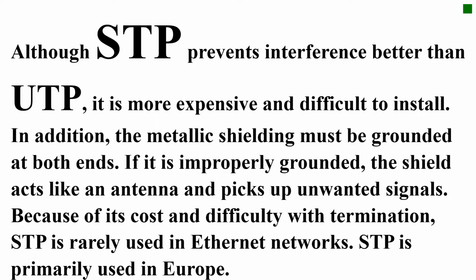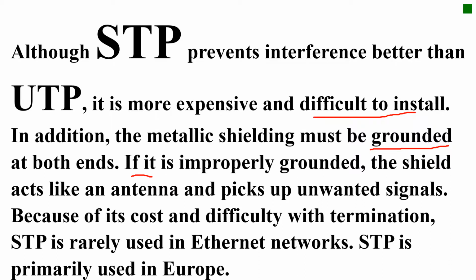So here also STP prevents interference better than UTP. It's more expensive and difficult to install. In addition, the metallic shielding must be grounded. And because of this, it is difficult to install. It needs grounding, needs earthing in the building. At both ends, we have to ground it, to connect it to the earthing of the building. And this is not found in Egypt.